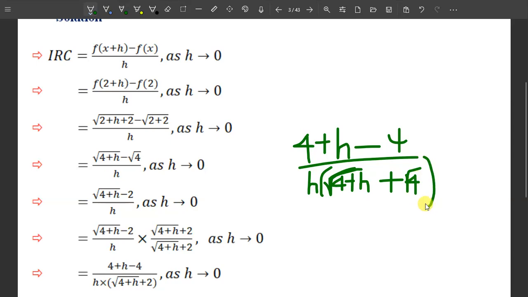Then this 4 minus 4 is equal to 0. We have h as a numerator, and also we have h here, h cancels h. Then what we will have is 1 over this expression. Let us see here.